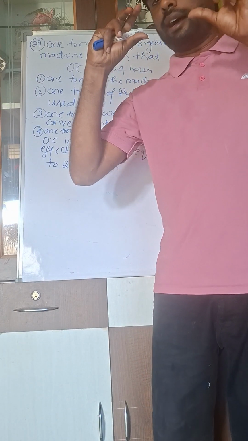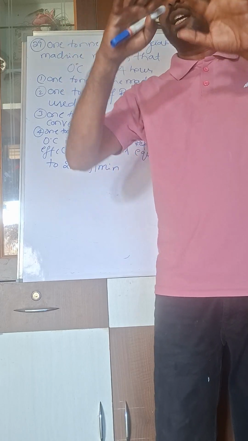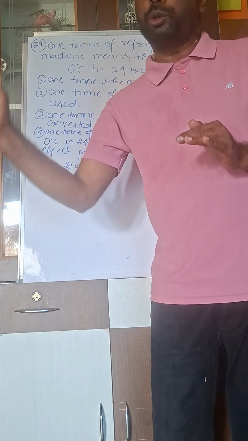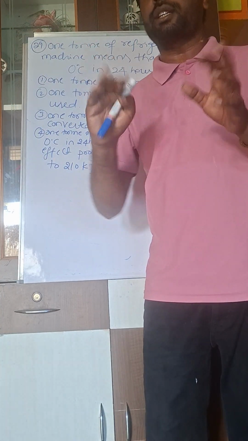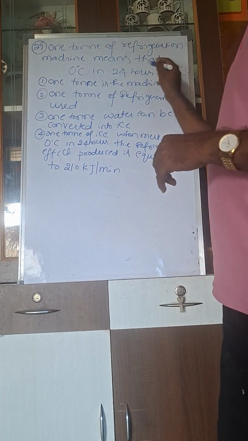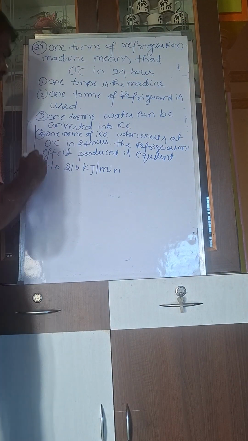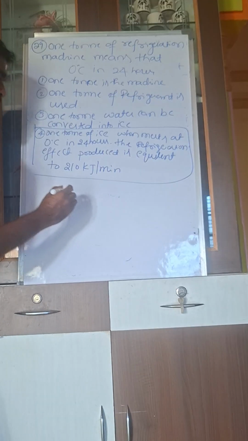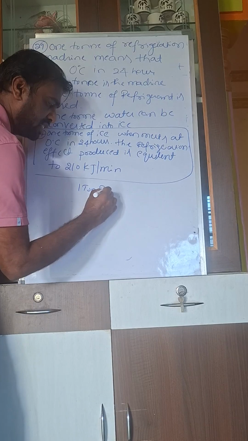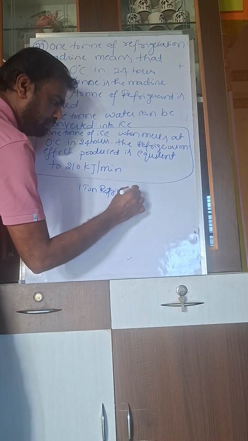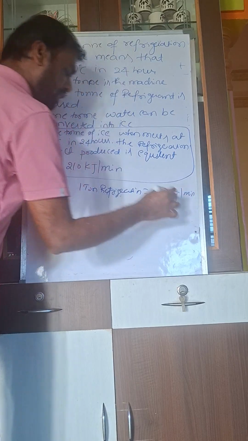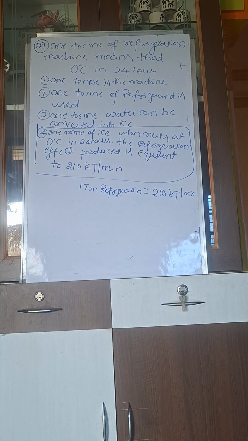See, whatever ice you want to make, like ice cubes, that is 0 degree Celsius in 24 hours. You keep the water inside, and within 24 hours it will be converted into ice. That is what we call 1 ton of refrigeration. 1 ton of refrigeration is equal to 210 kilojoule per minute. This is the first question.